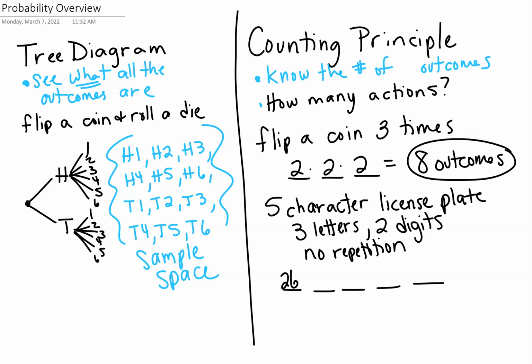Once we put one there, we can't use that letter again. So now we only have 25 to choose from for the second one. And then for the third one, we have 24. So these are our letters. And then over here is the numbers.